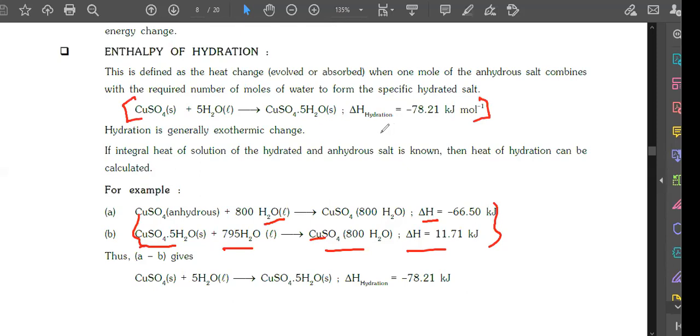Yes, everyone? Okay, right? So combining of H2O is the change of energy when H2O is combined with any salt, which is your delta H hydration. Yes or no? Everyone got this?